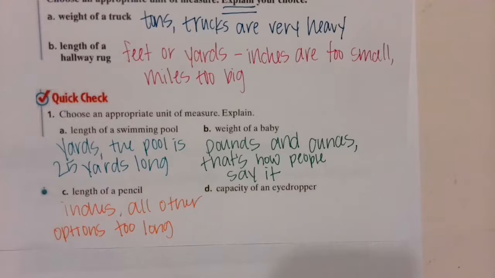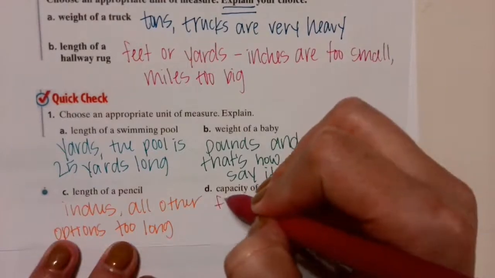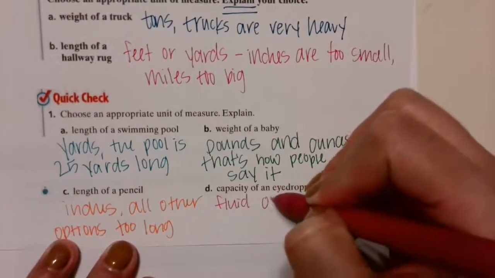Okay, the capacity of an eyedropper. So if you think about what our options are, cups, pints, quarts, gallons, those are all too big. So we'll go with fluid ounces, which are much smaller.